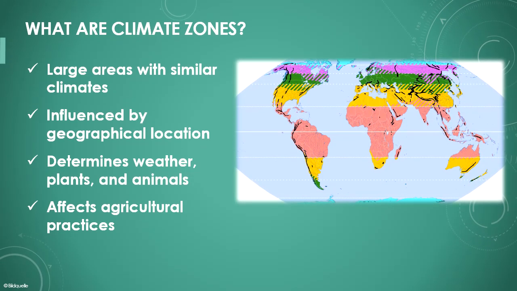Climate zones are large areas on Earth that have a similar climate. The climate in a zone determines what the weather is generally like there, for example, whether it is warm or cold. There are different climate zones, influenced by geographical location and other factors such as altitude. These zones determine which plants and animals can live in a particular area.